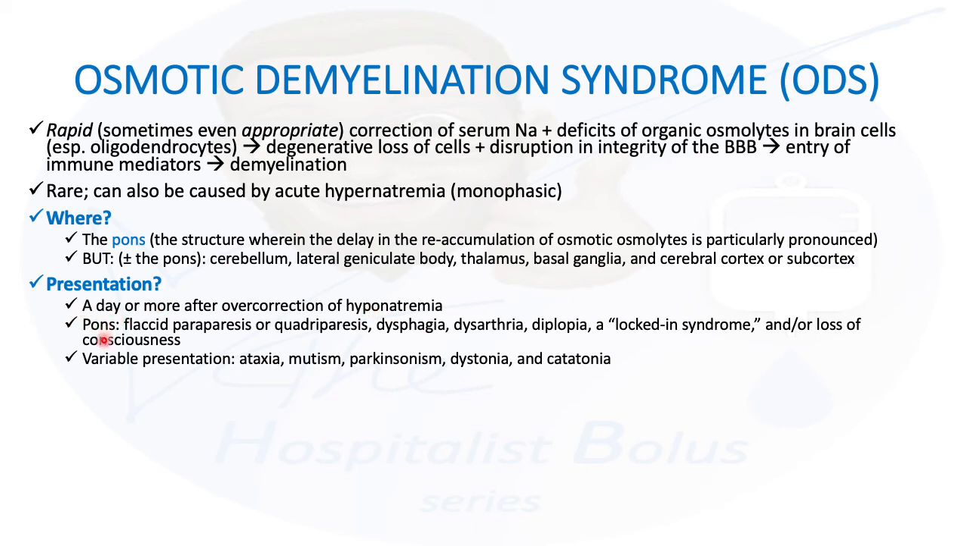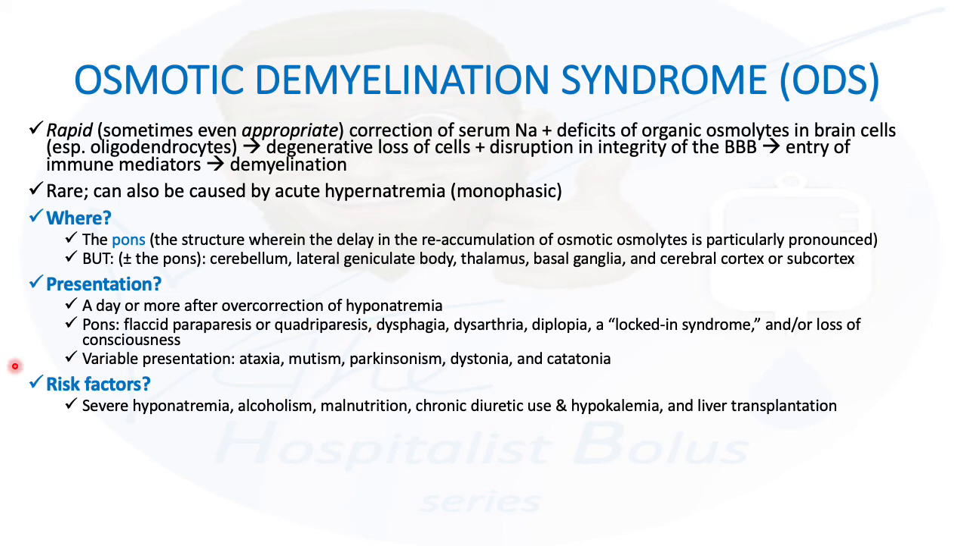And then the clinical presentation depends on where the most affected area is. So if it happens mostly in the pons, you can expect some flaccid paraparesis or quadriparesis, sometimes even plegia, dysphagia, dysarthria, diplopia, the locked-in syndrome, which is really a tough situation to have, and or loss of consciousness. But again, there might be variable presentation depending on where this ODS happens. So it can present with ataxia, mutism, Parkinsonism, dystonia, and catatonia.